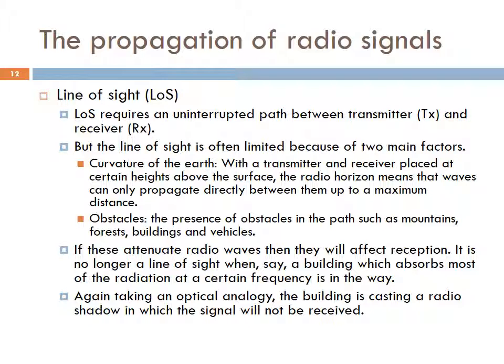It's no longer a line of sight when, say, a building which absorbs most of the radiation at a certain frequency is in the way. Again, taking an optical analogy, the building is casting a radio shadow in which the signal will not be received. The simple view would imply that radio communications can go no further than the horizons, and that a building will cut off all reception beyond it.